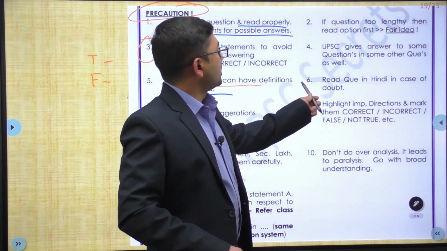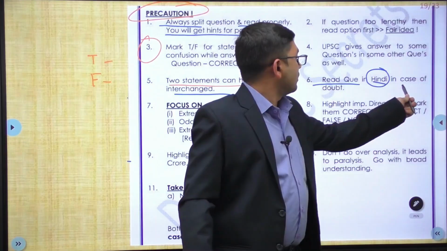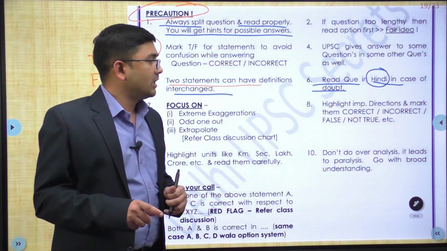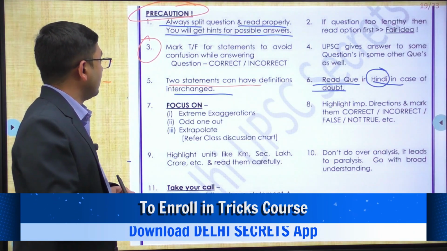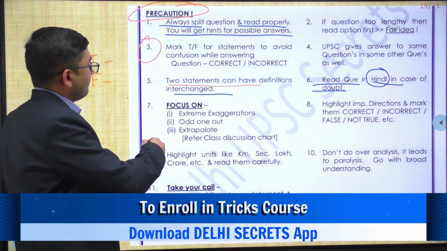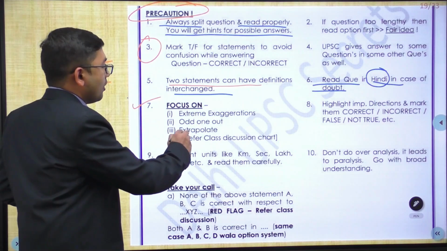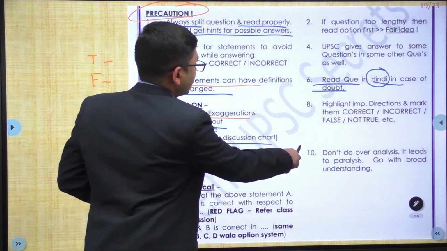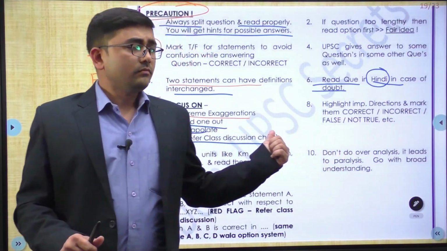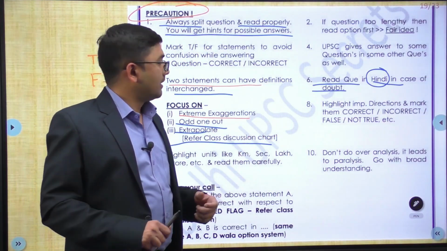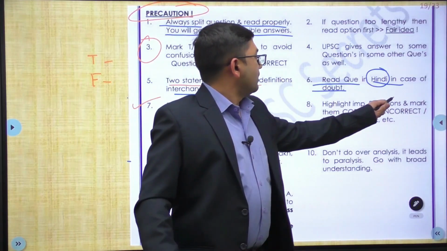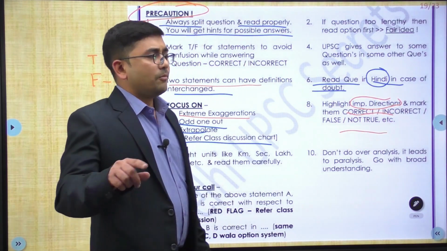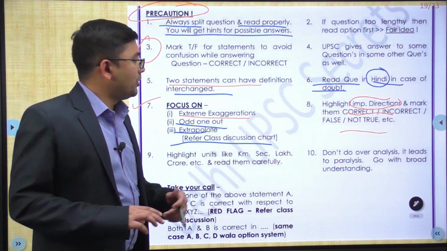Likewise, read the question in Hindi in case of doubt. If you are having doubt, you can read the question in Hindi as well. Precaution number 7 says to focus on extreme exaggeration, odd one out, extrapolate, or refer to the class discussion chart. I will give you all this list in your study material. Highlight important directions and mark them correct, incorrect, not true. Why? Because it will avoid your confusion.